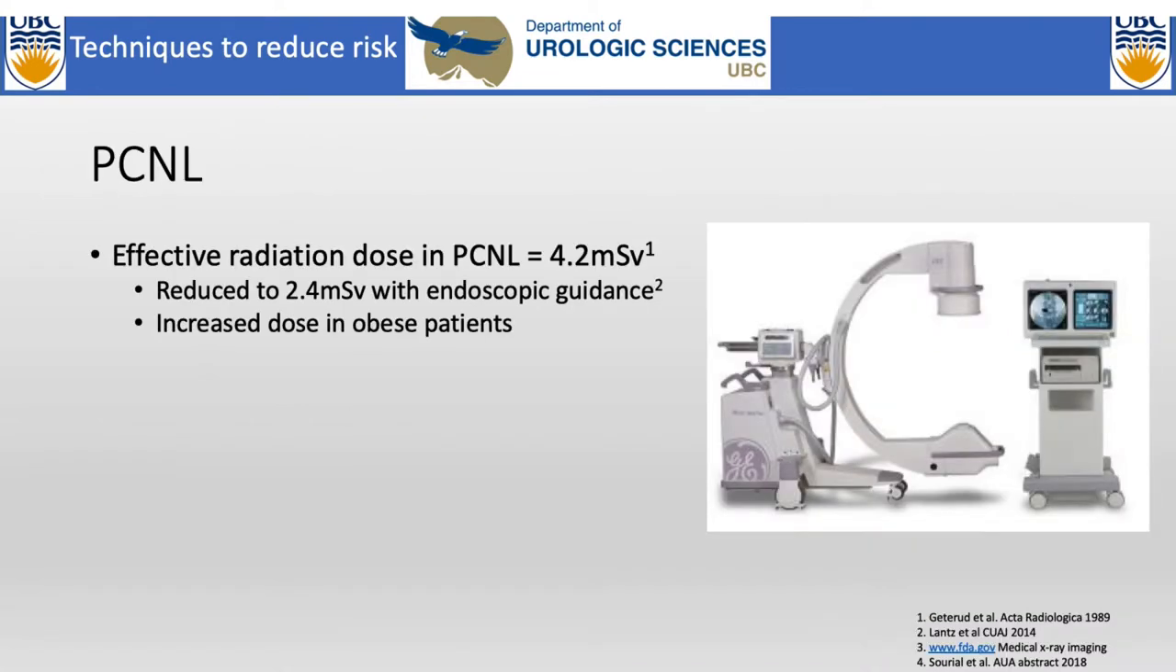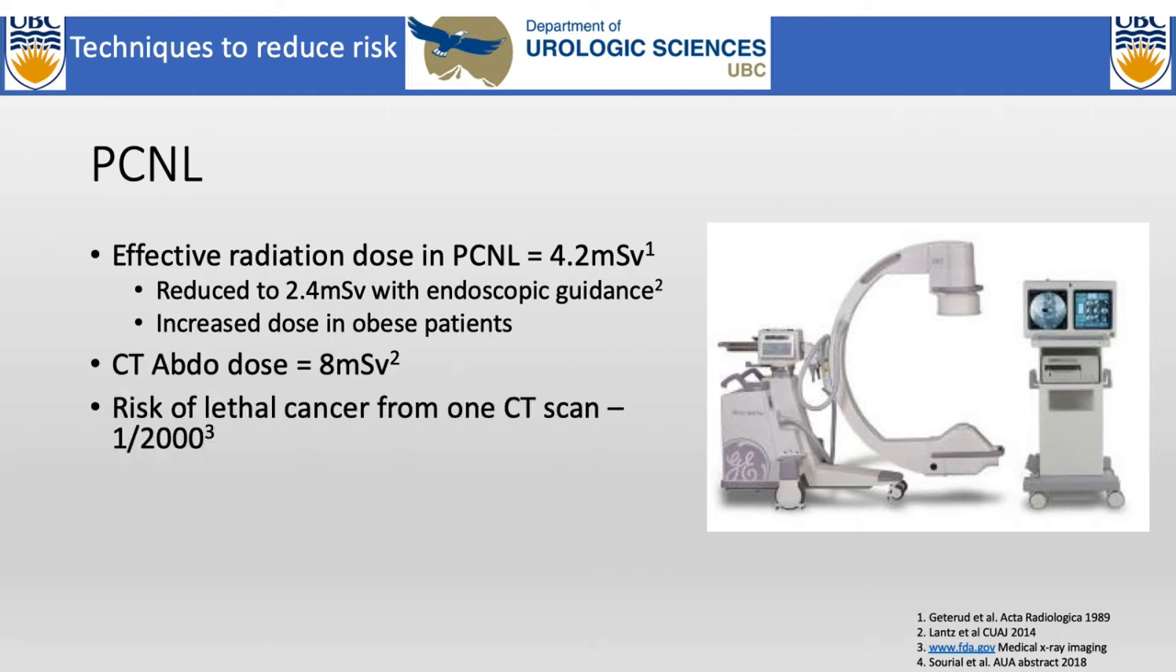For PCNL, effective radiation dose is around 4.2 millisieverts, so it's one of our higher radiation procedures. There is increased dose in obese patients, as Dr. Chu was talking about earlier. A typical CT abdomen is around 8 millisieverts. The risk of lethal cancer from a CT scan is 1 in 2,000 or so, whereas your risk of dying from cancer is 1 in 5.